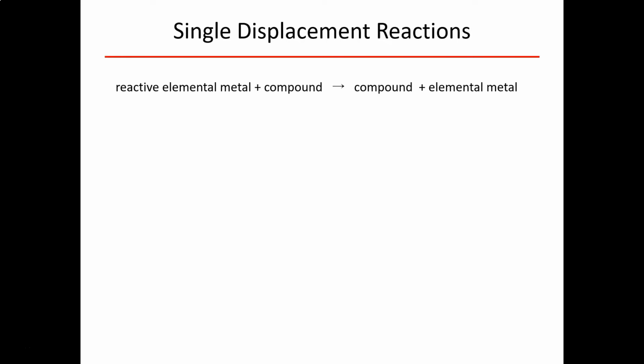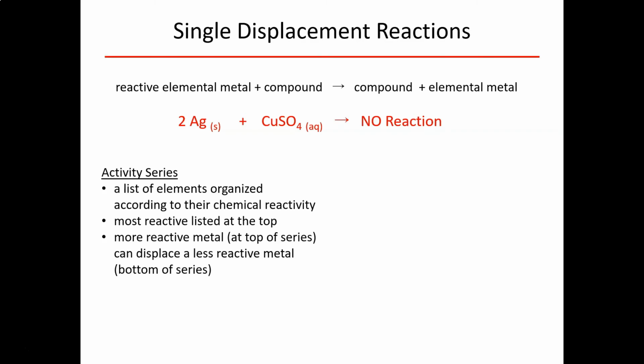Not all displacement reactions will occur, and so we need to have a way of predicting. For example, if I try to add silver to copper(II) sulfate, I would get no reaction. So what we have is what we call an activity series. What this does is it lists our elements according to their chemical reactivity, with the most reactive at the top of the list and the least reactive near the bottom. And a more reactive metal can displace a less reactive metal. So a metal higher up can displace a metal lower down.